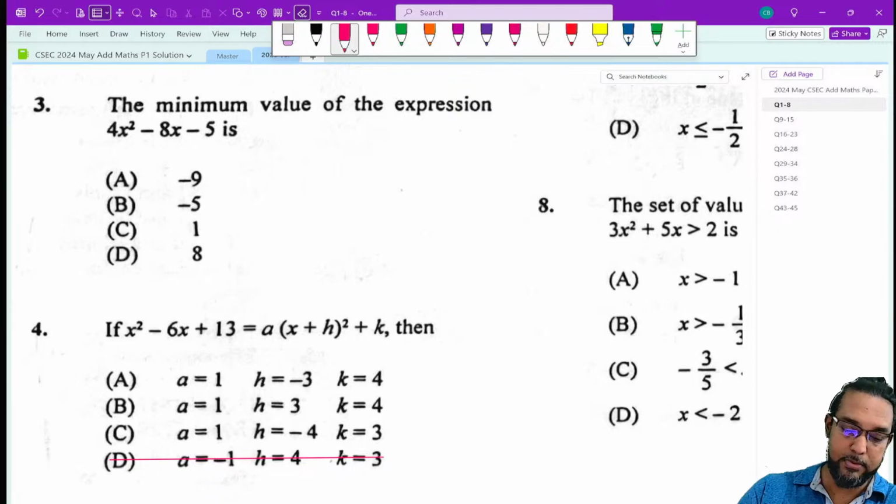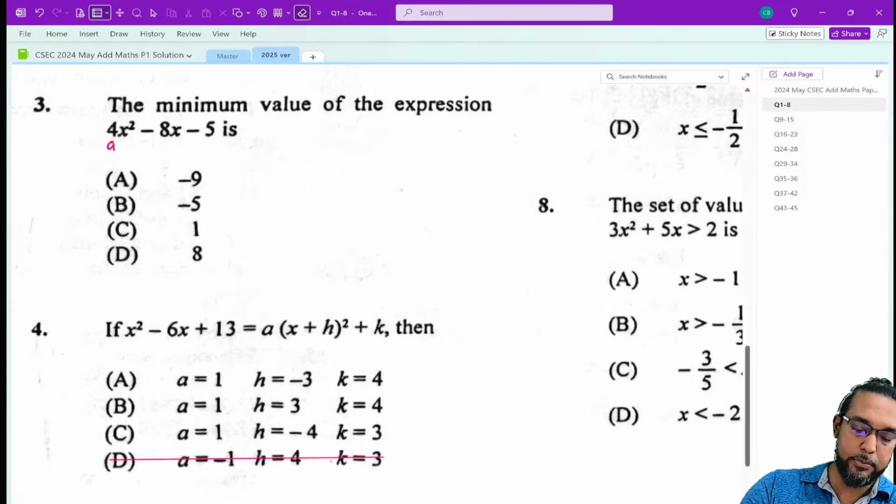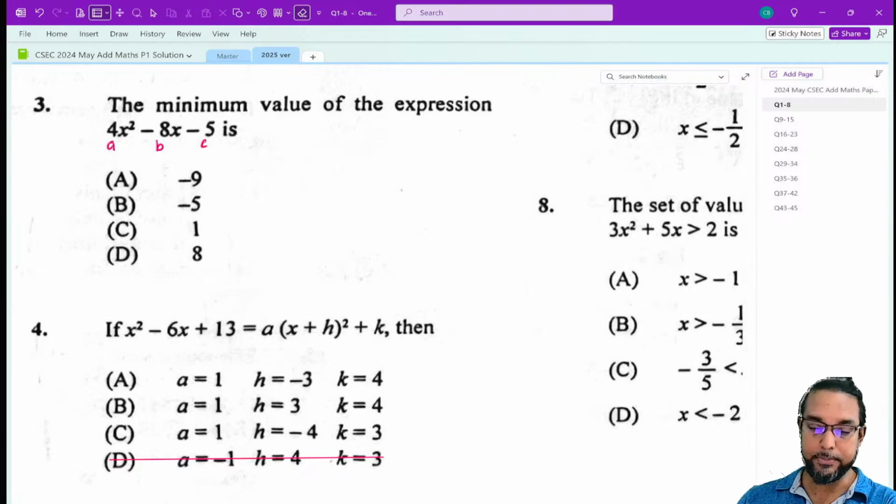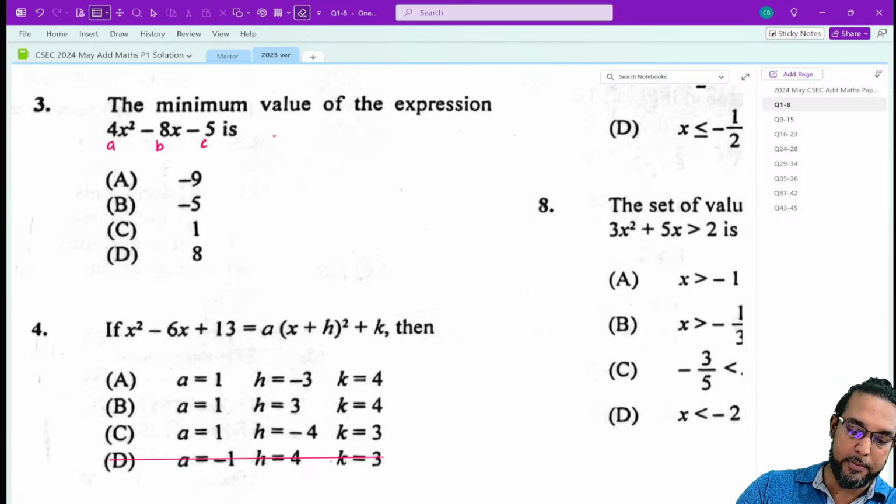The minimum value of the expression. So we can use a simple formula. First of all, we'll use A, B, and C, right? The usual quadratic form, ax squared plus bx plus c. The minimum value of a quadratic is just given by k, and one of the versions of the calculation of k is 4ac minus b squared all over 4a.